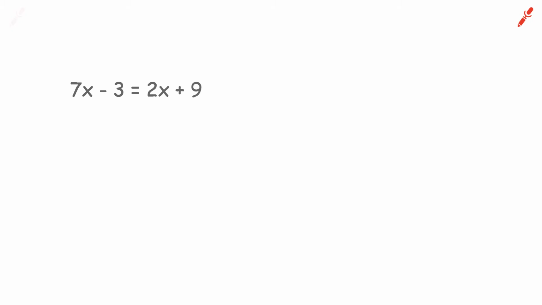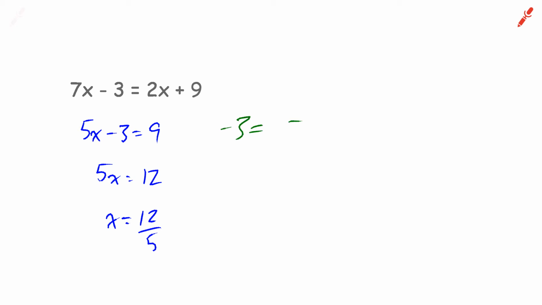Alright, very good. So you should have gone 5x minus 3 equals 9. 5x equals 12. X equals 12 over 5. That's one way to do it. The other way to do it would have been to go and do negative 3 equals negative 5x plus 9. Negative 12 equals negative 5x. Divide both sides by negative 5. Negative by a negative is a positive. And you get 12 over 5 equals x.